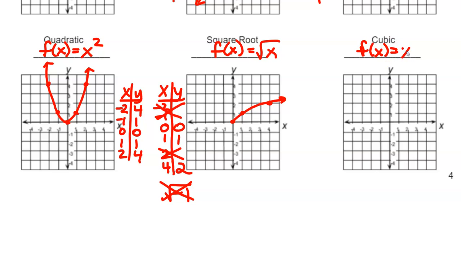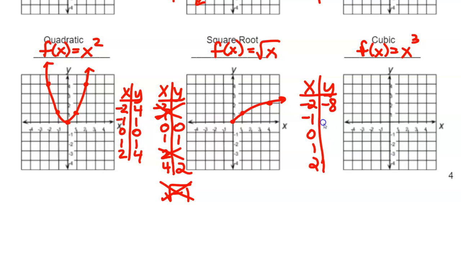F of x is equal to x cubed. And so if we do a t-chart with that, and in any case, when you're graphing, you can always do a t-chart. But I want you to get away from that and kind of know these functions, and so be familiar with them so we can sketch them pretty easily. So -2 cubed is what I need to do. Take -2 and throw it into my function. So -2 times -2 times -2 is -8.